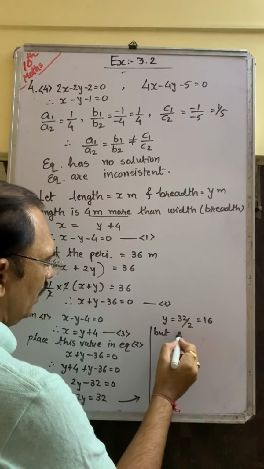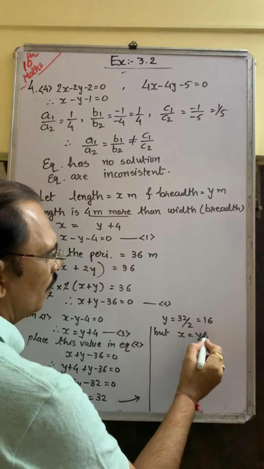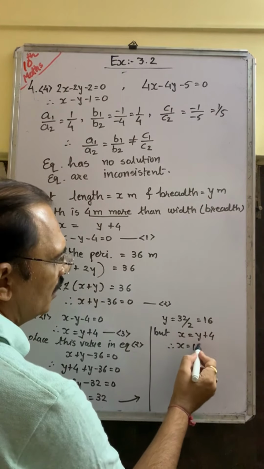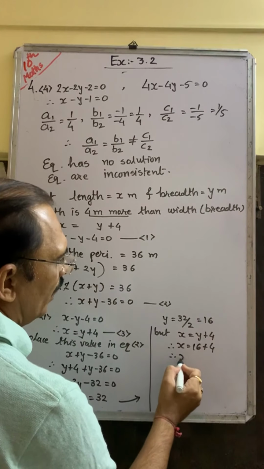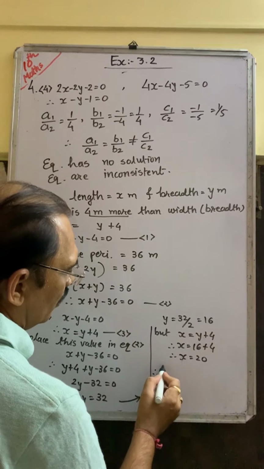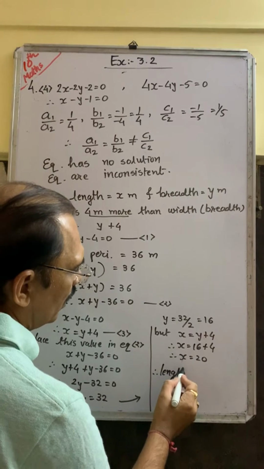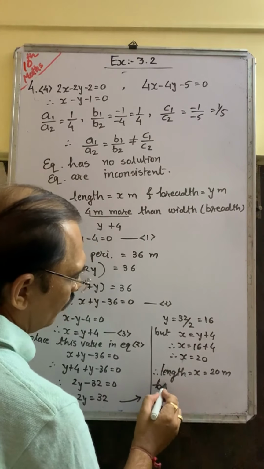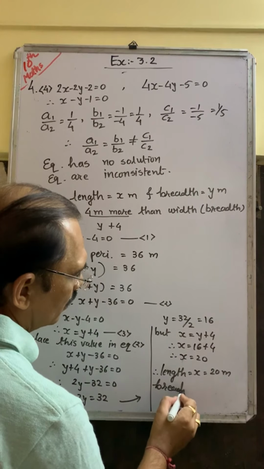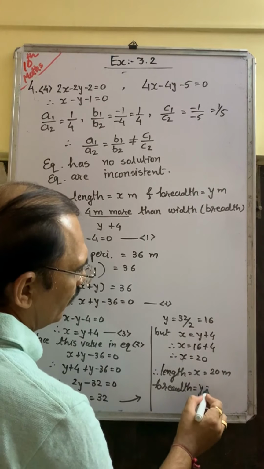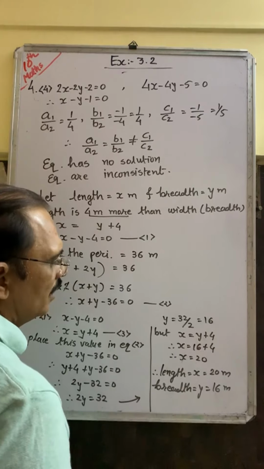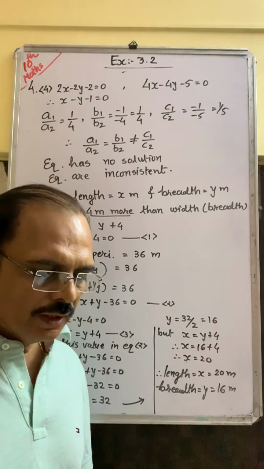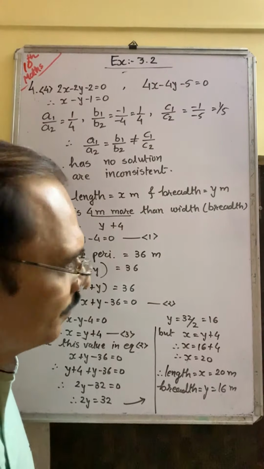But we have number 3. X equals to what? Y plus 4. Place the value of y. Y is what? 16 plus 4. So x equals to 20. Therefore, length of the rectangular garden, that is x, means 20 meter, and width or breadth of the rectangular garden, that is equals to y, means 16 meter. Is it okay? Now question number 6.